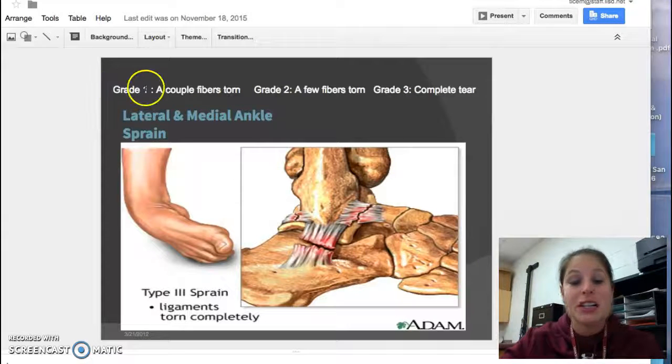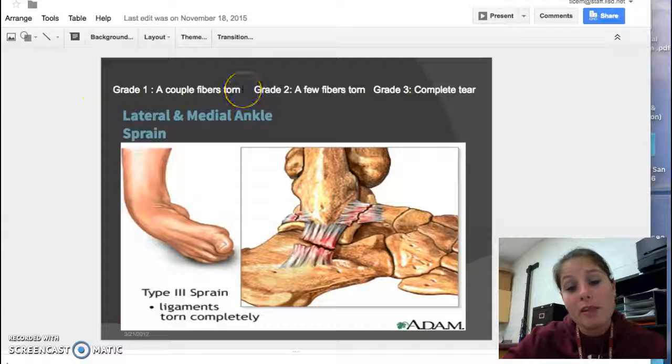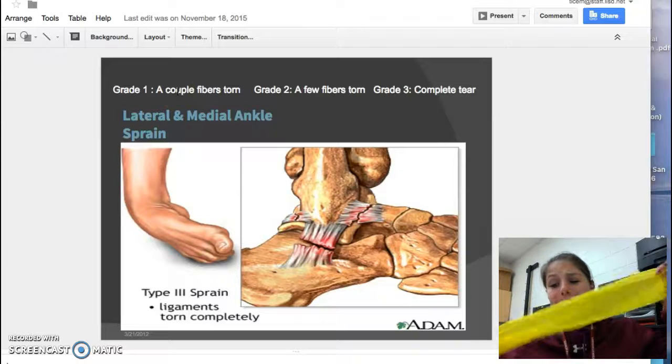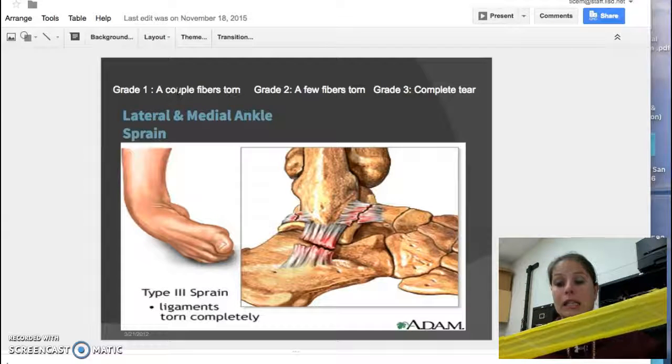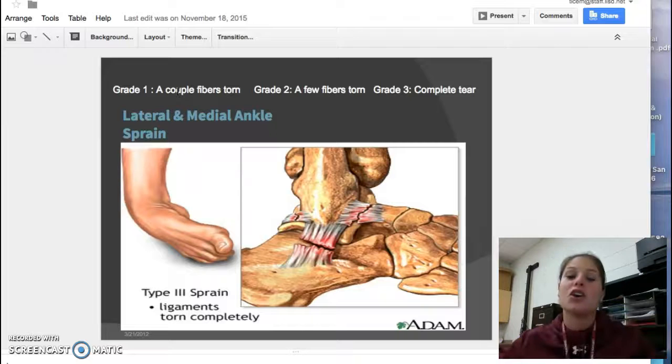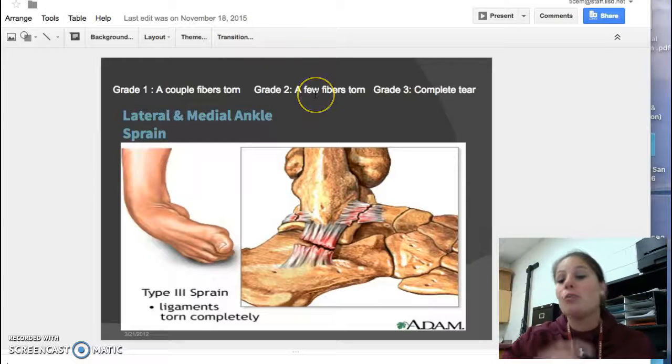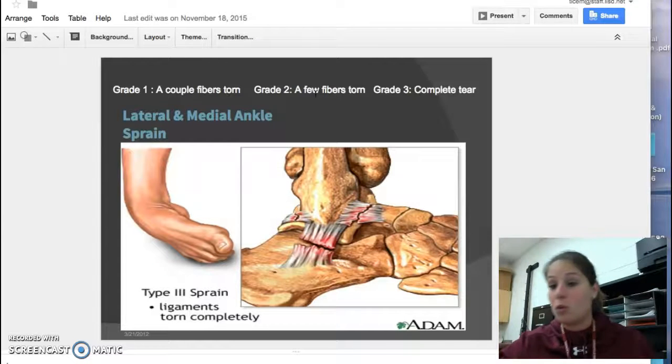Here's a couple pictures. We have a grade 1 ankle sprain where just a few fibers are torn. Remember, every ligament is made up of millions of fibers, okay? So with a grade 1, just a few fibers are torn. It's painful, but you're fine, okay? It'll heal. Grade 2 is a few more fibers are torn, so that is still connected, but it's going to be more painful, more swelling, that kind of stuff.